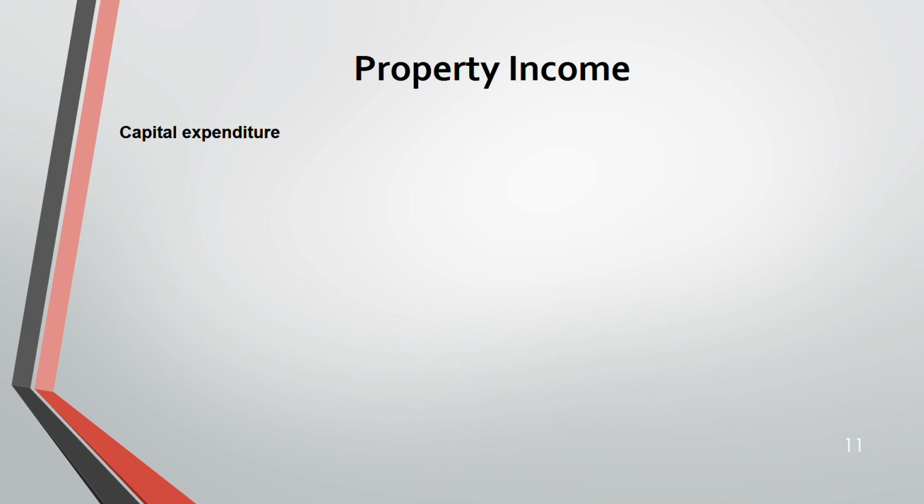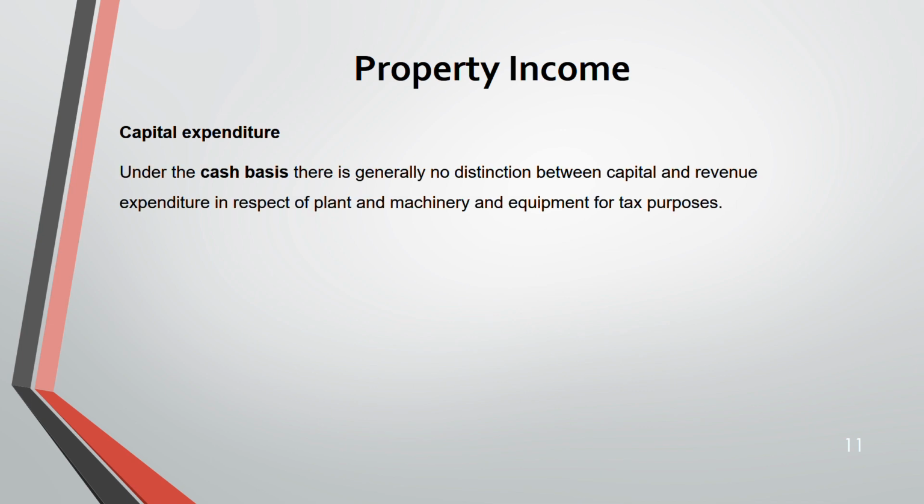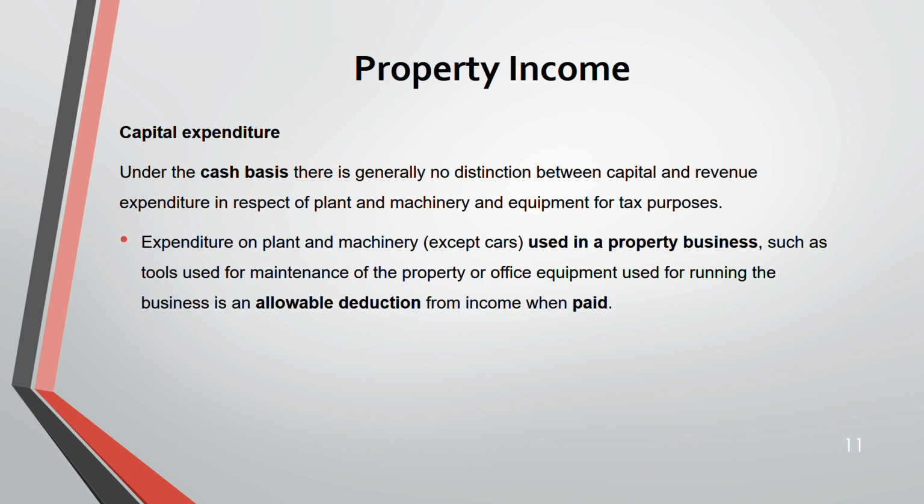Capital expenditure. When you're using cash basis, there is no difference between capital and revenue expenses. So expenditure on plant and machinery, except cars, used in a property business is an allowable deduction when paid. For cars, we have separate rules.